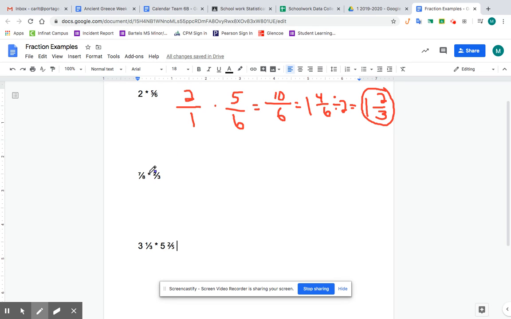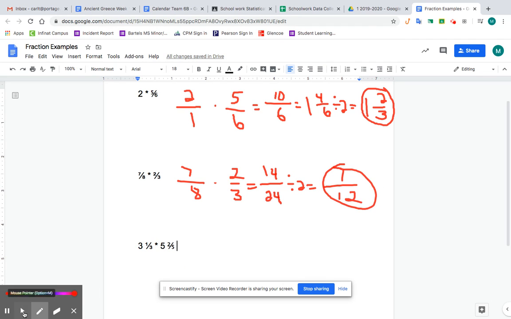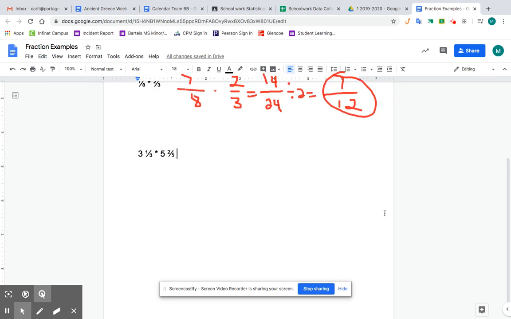Second question, 7/8 times 2/3. Multiply across, I get 14/24. They're both even, so I know that 2 is automatically going to go into them. So I'm going to reduce to 7/12. And looking at this, nothing else goes in, so that is also going to be my final answer.